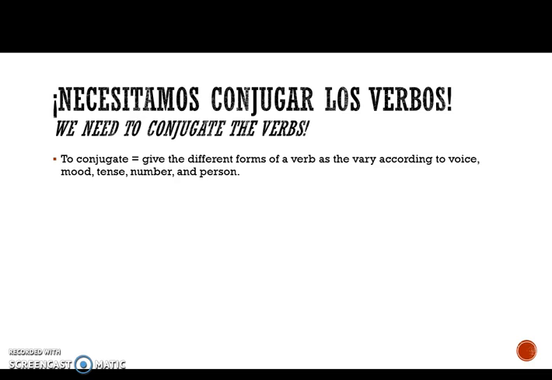To conjugate means to give the different forms of a verb as they vary according to voice, mood, tense, number, and person. We need to change the verb based on who the subject is, based on whether it is present tense, future tense, or past tense, and based on the mood as well, which is something that you'll learn a little bit later on in Spanish 3 and Spanish 4. For Spanish 1, we're going to concentrate on person.